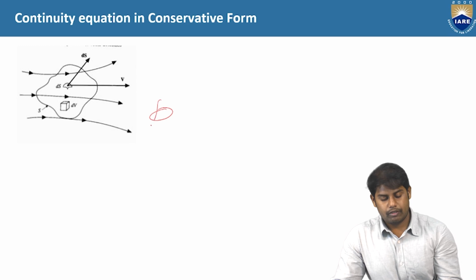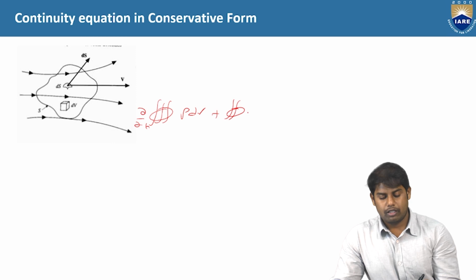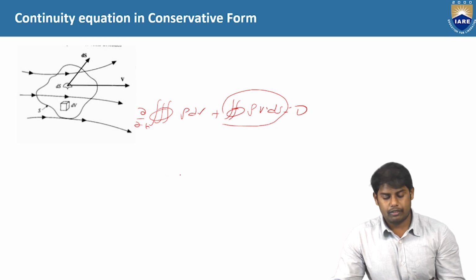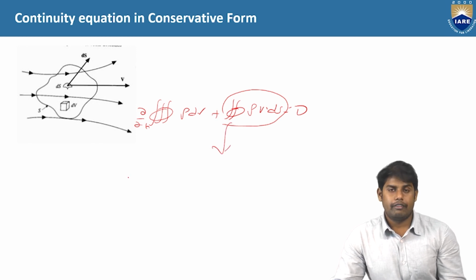So we have the triple integral of the first term, which is dou rho by dou t, into dv. But the second term, in this equation, is rho v dot ds equal to 0. So this term has to be changed to a triple integral, from a surface integral to a volume integral. Stokes theorem has given a small formulation to change from surface integral to volume integral. So this is what we have.